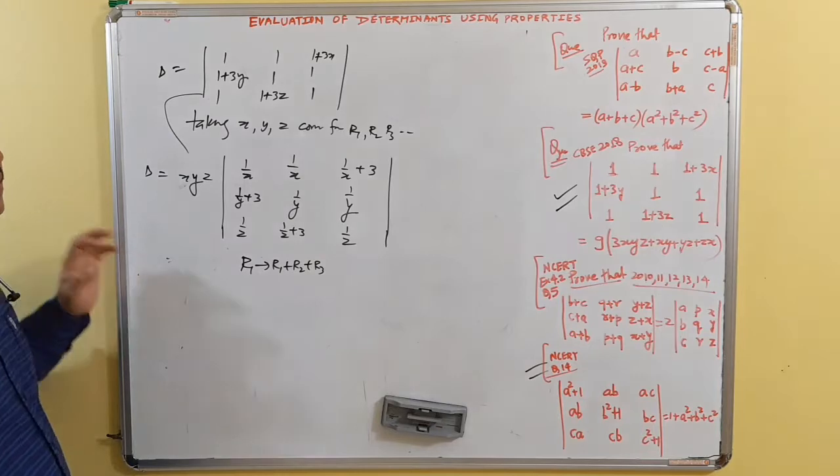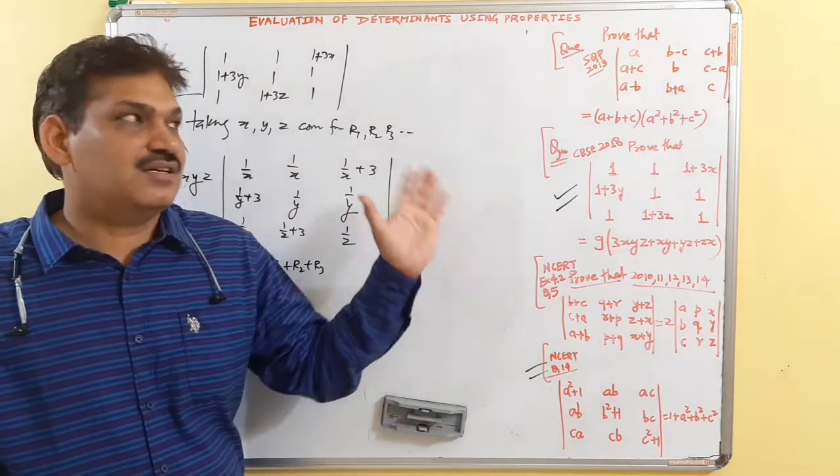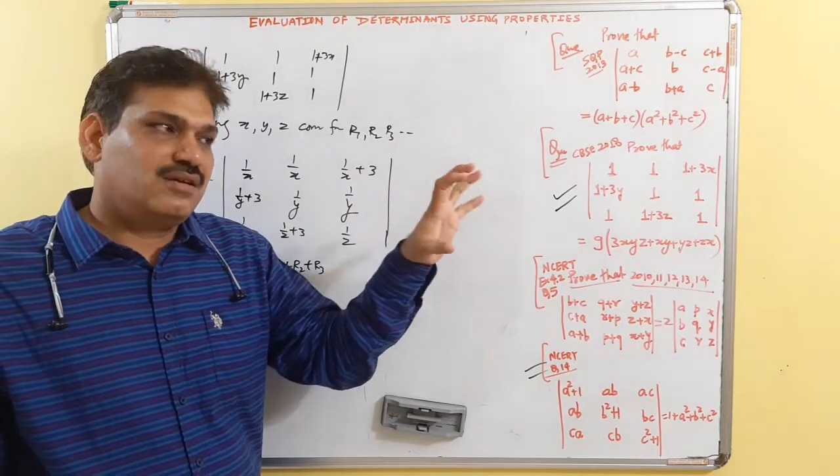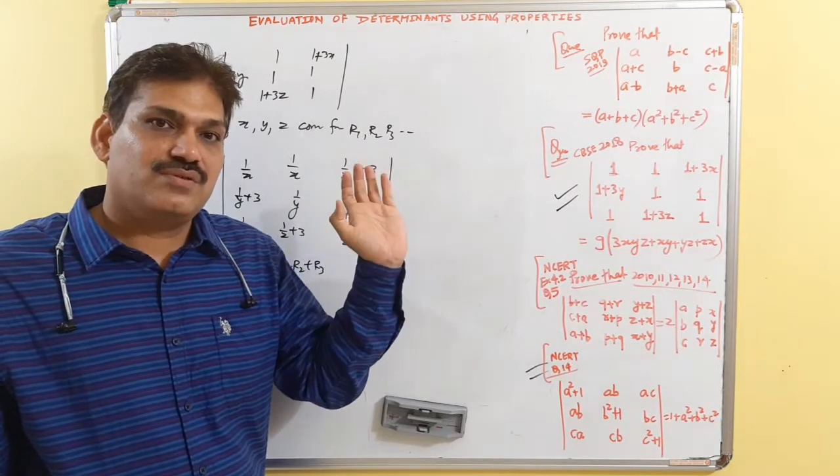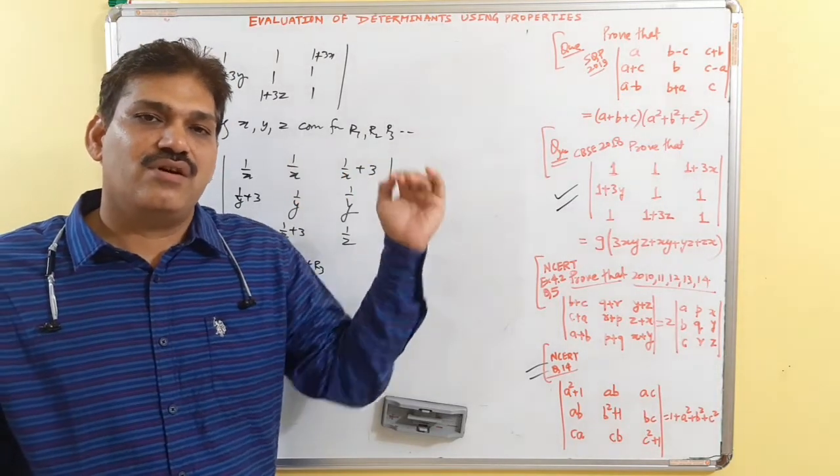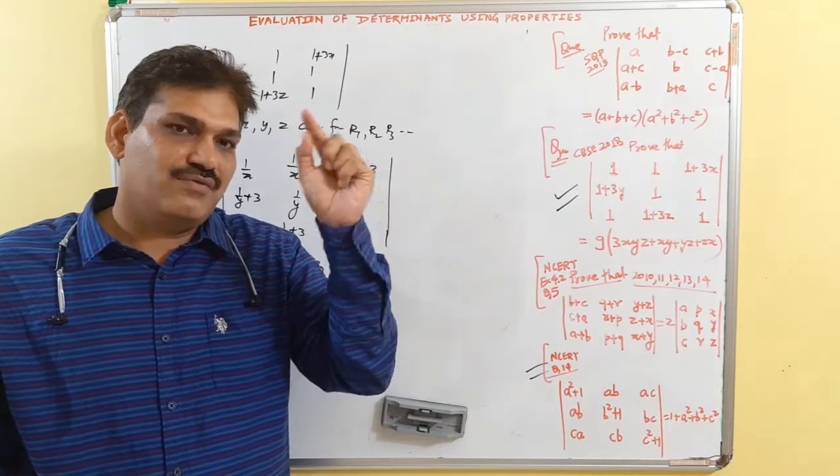This kind of question has frequently been asked in exams. So the trick is to try to take out something common, so that on adding the elements row wise or column wise you can get something common to get 1, 1, 1.